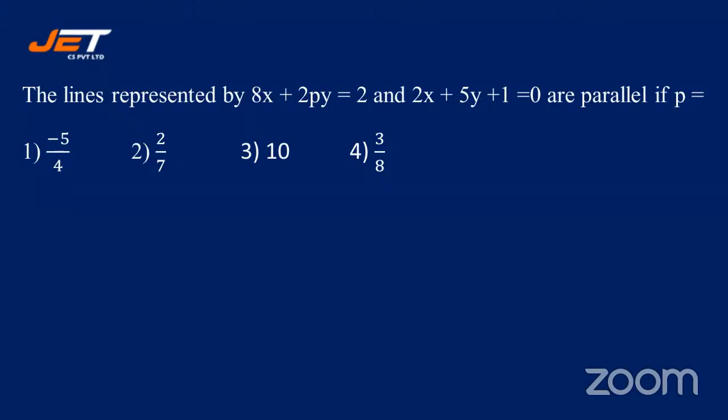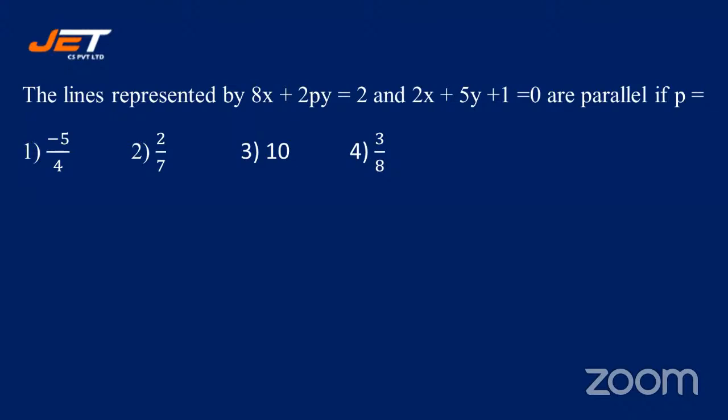The lines represented by 8x plus 2py is equal to 2 and 2x plus 5y plus 1 is equal to 0 are parallel if P is equal to dash. Is it -5 by 4, 2 by 7, 10, 3 by 8? Yes, so what you have to do, you just have to find out A1 by A2 equated to B1 by B2. With that, you will get the value of P. Yes, quickly do it and give me the answer.